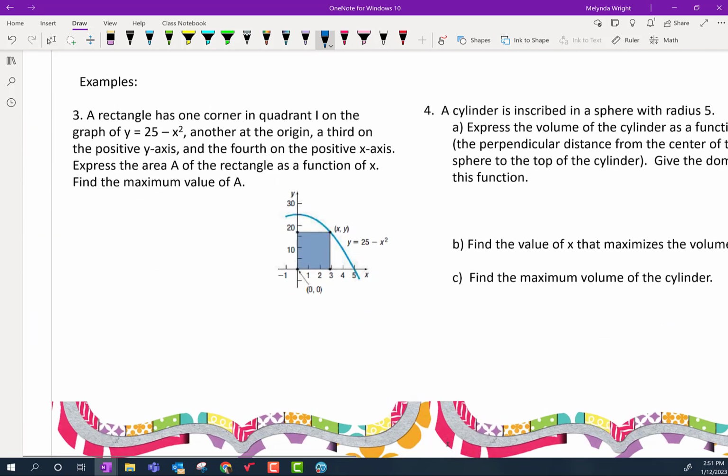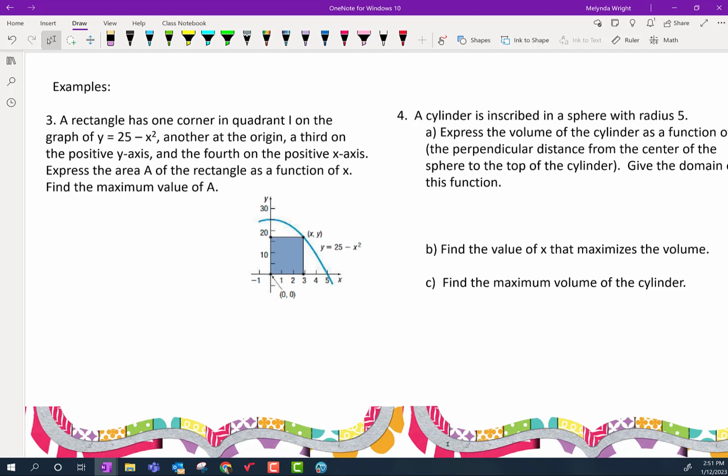So let's look at this one. We have a rectangle that has one corner in quadrant 1 on that graph. So it looks like we have a little helper equation right here. Another corner at the origin, a third on the positive y-axis, a third on the positive x-axis. So it's describing the picture that you're seeing there. That's all it's doing. Express the area A of the rectangle as a function of x and find the maximum value of A. Okay, well, we can do that.